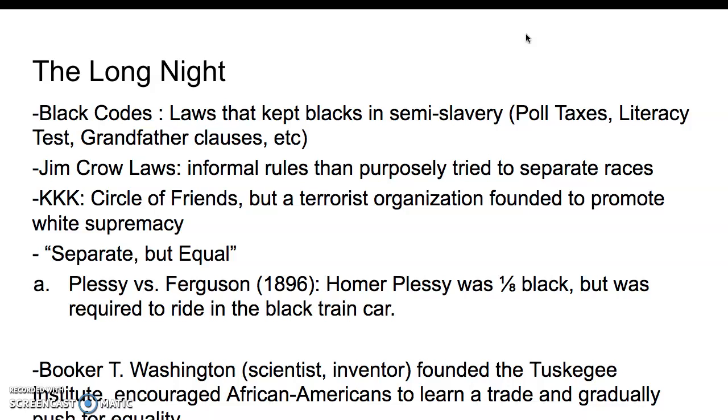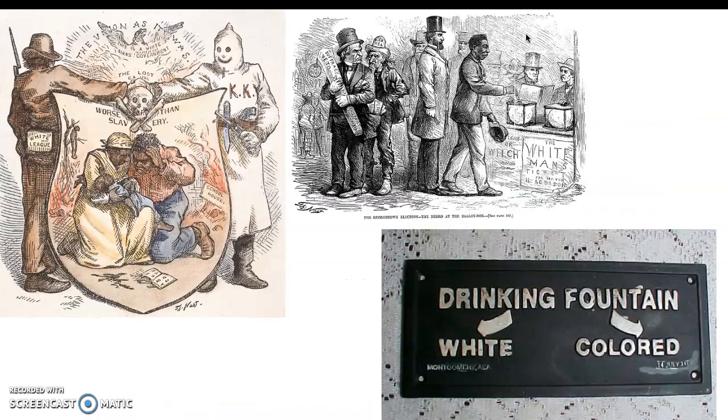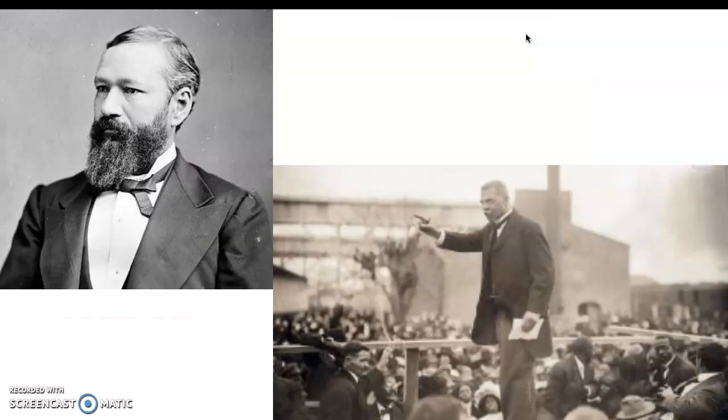Booker T. Washington, a famous scientist and inventor, founded the Tuskegee Institute, encouraged African Americans to learn a trade and gradually push for equality, one of the early civil rights leaders. There's Homer Plessy. Doesn't look very black to me.